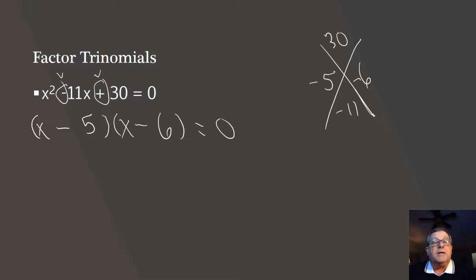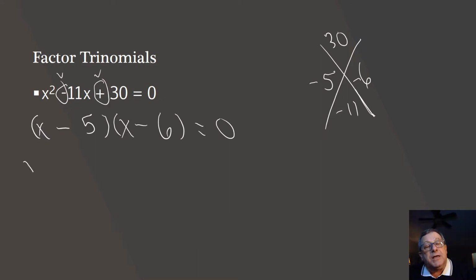All right, let's see. If I wanted to FOIL that back, I got x times x is x squared. X times negative 6 is negative 6x. Negative 5 times x is negative 5x. Negative 5 times negative 6 is plus 30. Combine the like terms, and the negative 5x and the negative 6x gives me negative 11x. We got it factored. I FOILed it back just to prove it to myself, although I didn't write it down. But you heard the explanation.